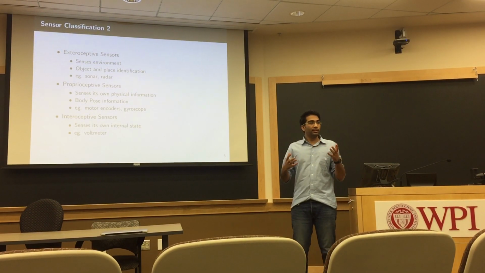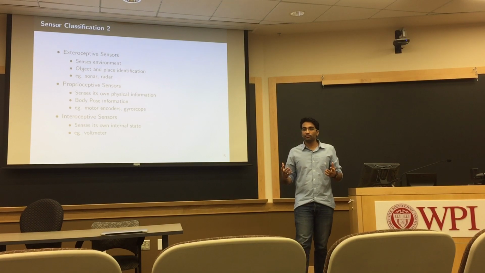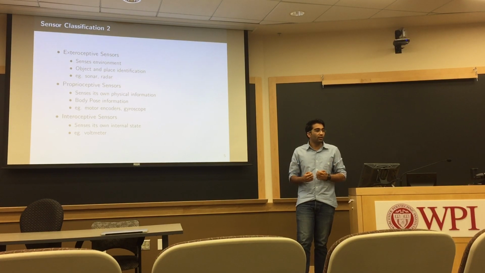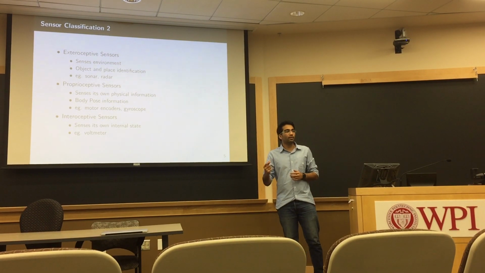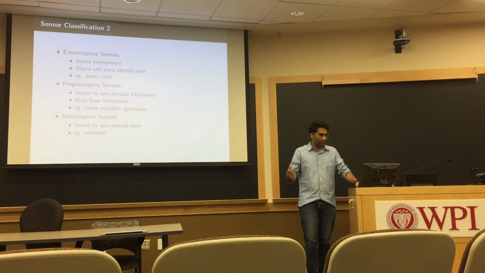Basically, sensors which detect their own internal state. For example, your battery information. How much battery do I have left? If a robot wants to answer that, it needs a sensor of this kind. It can be done using a simple voltmeter that records the voltage of the robot's battery.